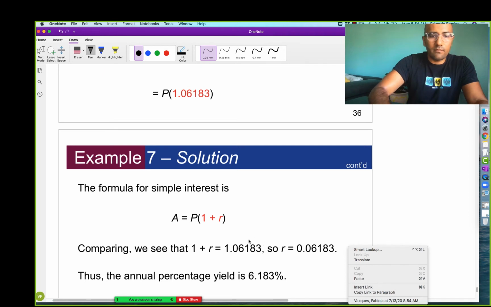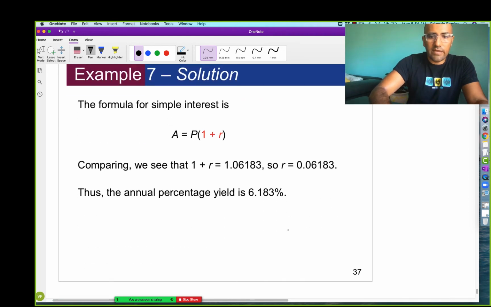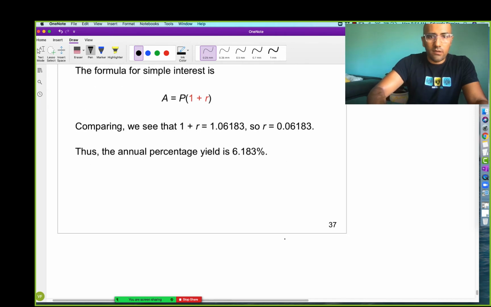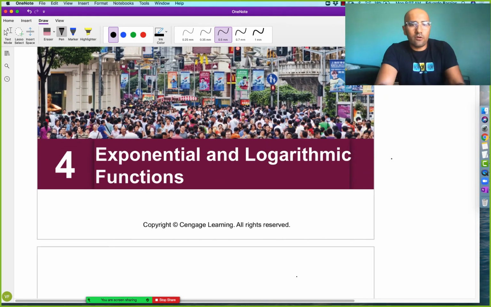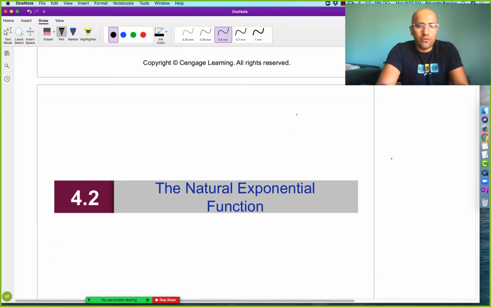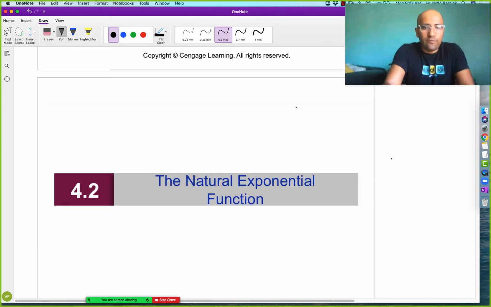Okay. Let's take a break here. So this is the end of section 1 in chapter 4. Let's take a little break here, and we'll be back and continue with 4.2. Okay, section 2, chapter 4. Moving on to the natural exponential function.